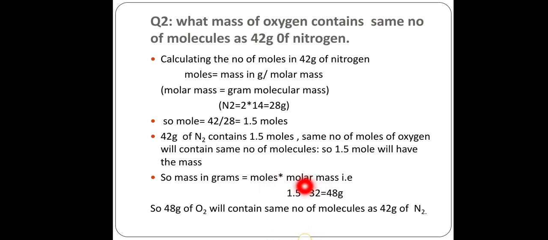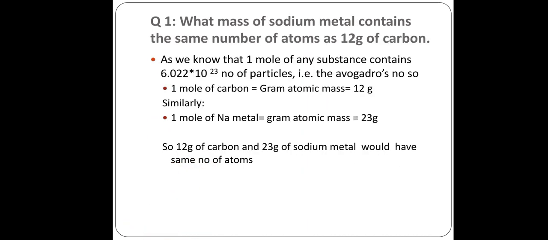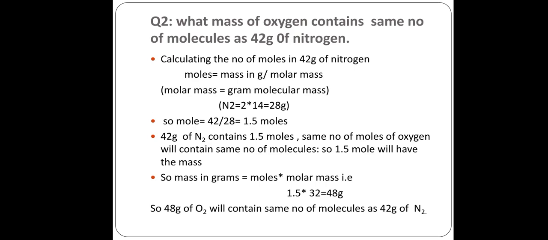So moles were 1.5, into molar mass, that is 32. Oxygen has the atomic mass of 16, O2 means 2 into 16, which is 32, and it will be equal to 48. So we can say that 48 grams of oxygen will contain the same number of molecules as 42 grams of nitrogen. I hope this question is also very clear to you, as it is based on the previous concepts.